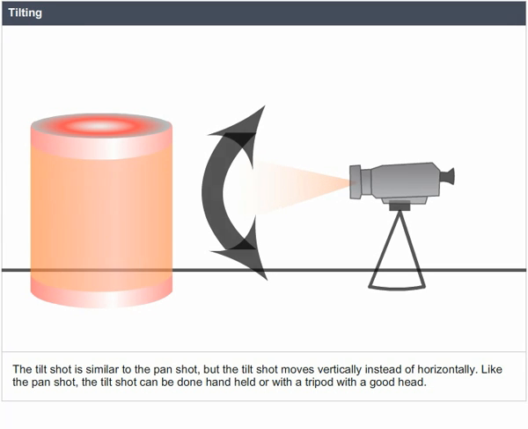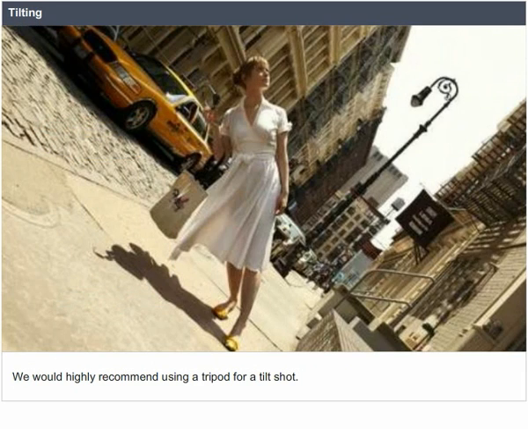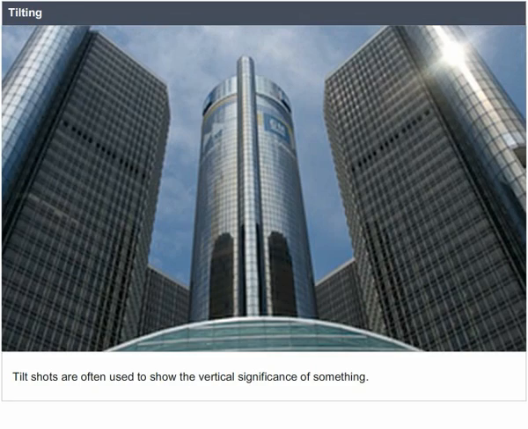Tilting. The tilt shot is similar to the pan shot, but the tilt shot moves vertically instead of horizontally. Like the pan shot, the tilt shot can be done handheld or with a tripod with a good head. We would highly recommend using a tripod for a tilt shot. Tilt shots are often used to show the vertical significance of something.